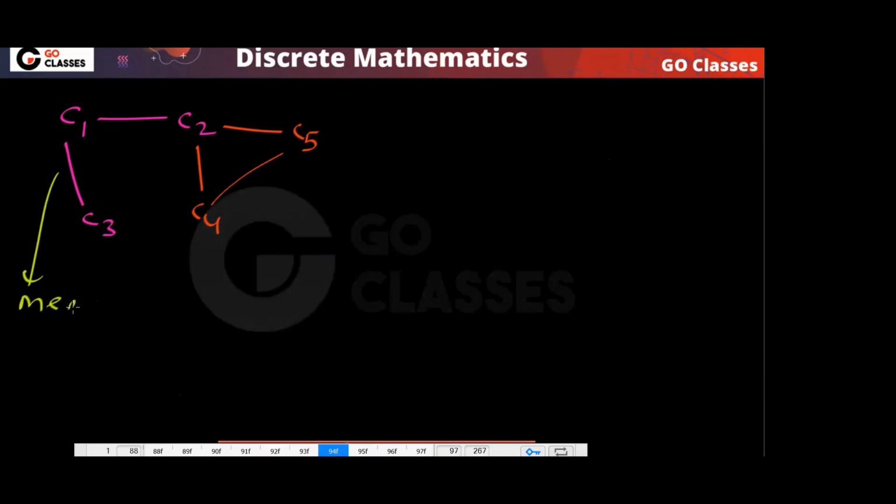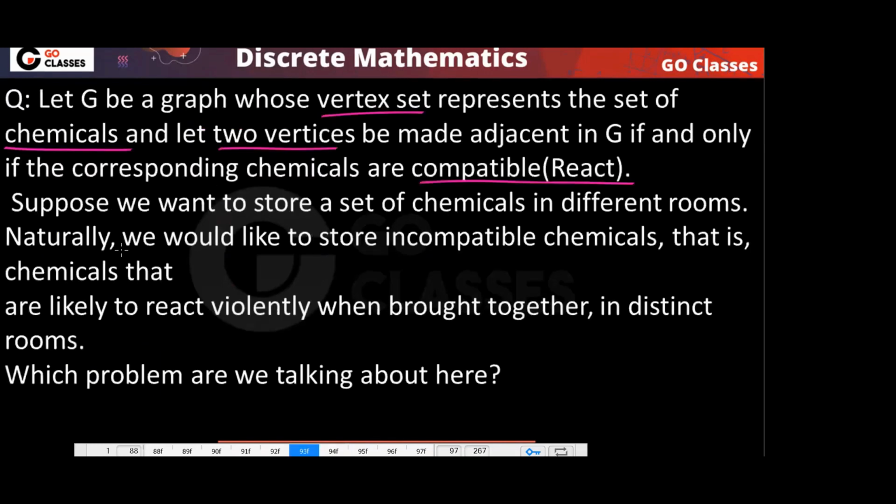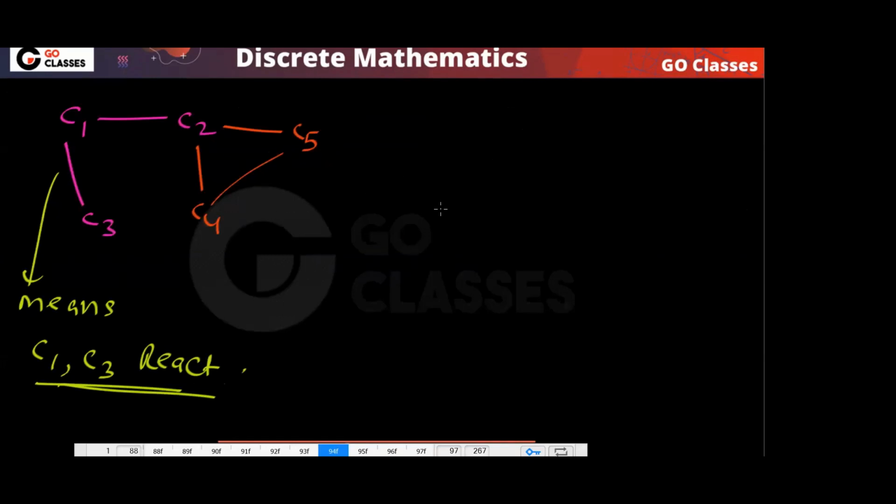What does this mean? This means C1, C3 react. Now the question is saying that we want to store reacting chemicals in different rooms. So this is what we want to do. Basically we need an independent set, because I cannot put them together.